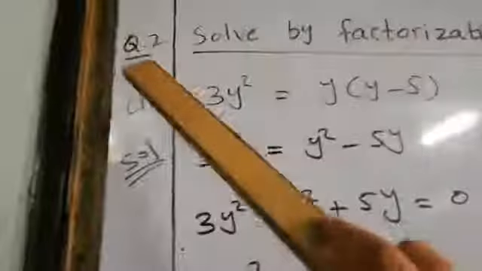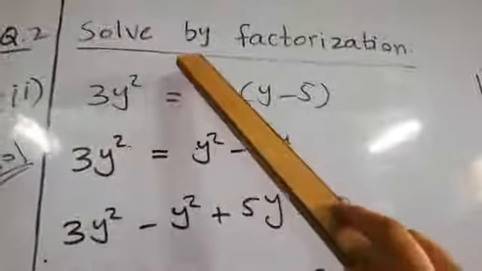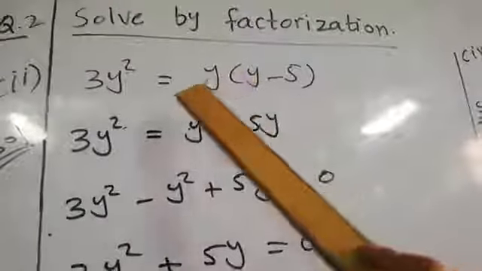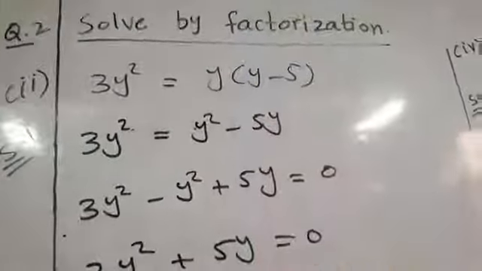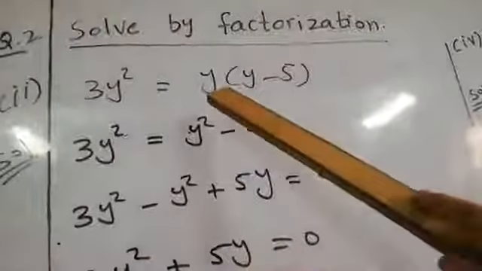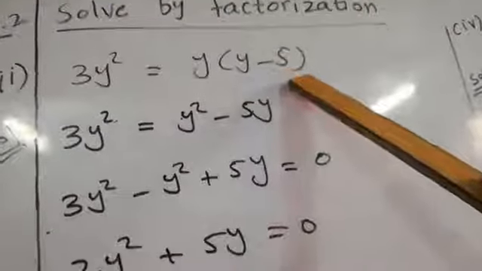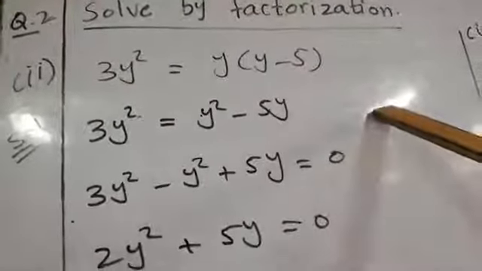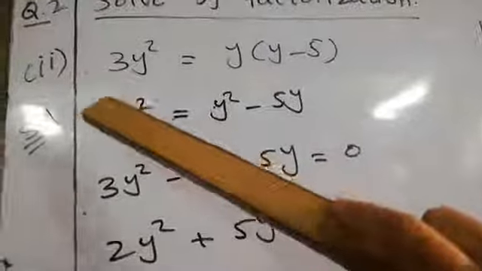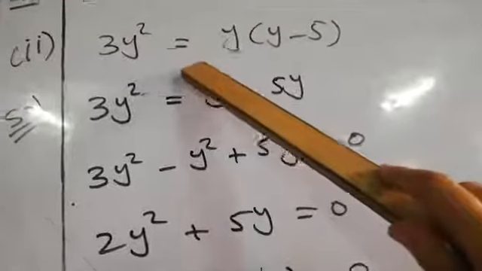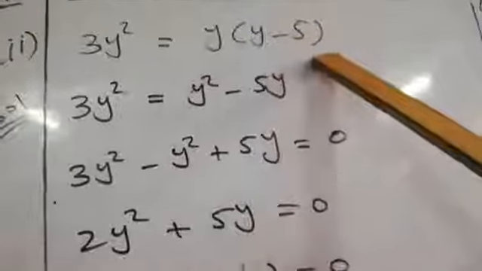But in exercise 1.1, question number 2, the statement of the question is: solve by factorization. We will solve the quadratic equation with the help of the factorization method. Solve means we will find the value of the variable which is present in the question. There are three parts according to the SMART syllabus, so we will solve part number 2 first: 3y square is equal to y into y minus 5.